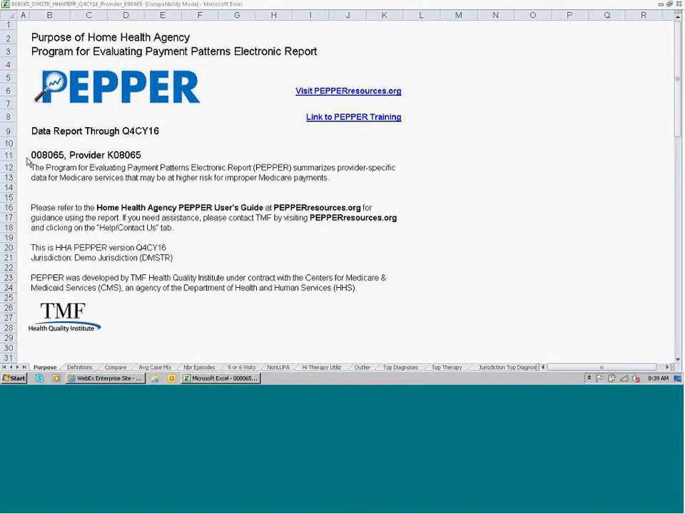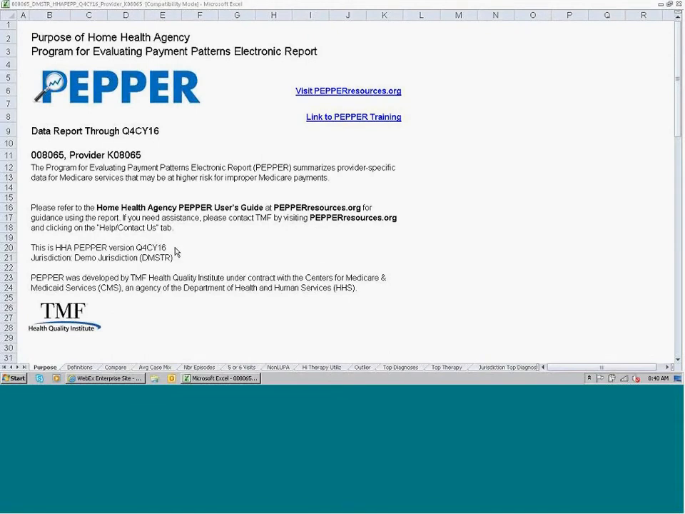Here you will see your provider's CMS certification number, or PTAN, and your provider name. Here's a reminder that there is a PEPPER User's Guide available to help you with the Home Health Agency PEPPER. It's available at our website, and if you need assistance, you can contact us through the website on our Help Contact Us tab.